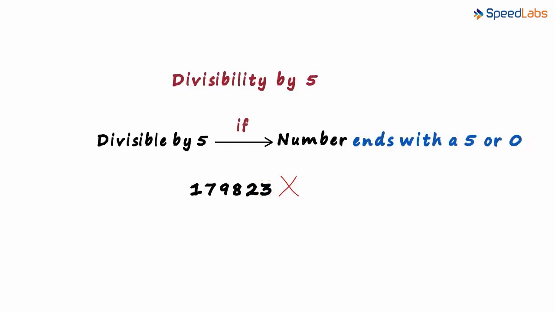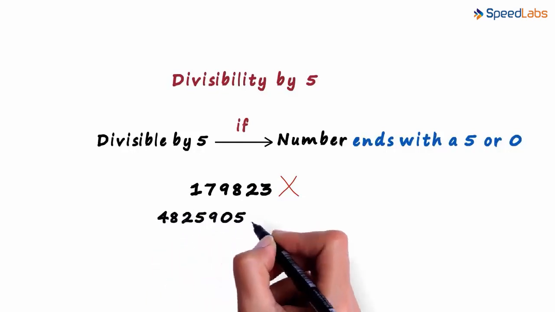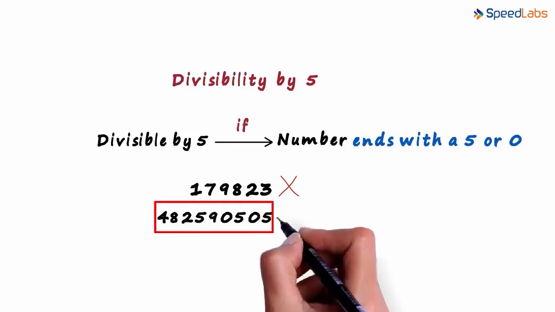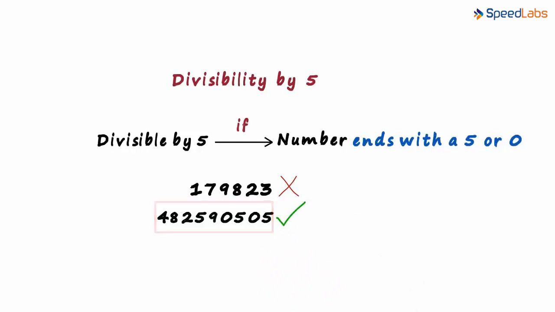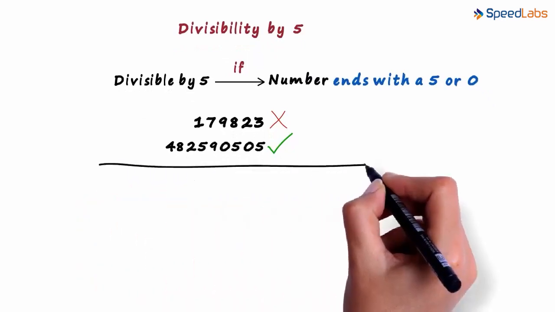What about 482,590,505? Since it ends with a 5, this number is divisible by 5. It doesn't matter what the other digits are. All we have to see is the number in the units digit. Now we move on to another divisibility test.